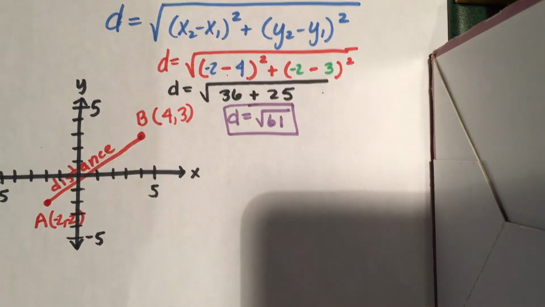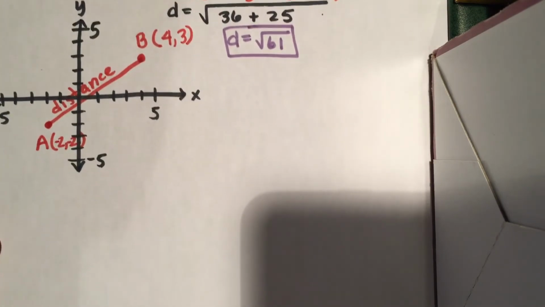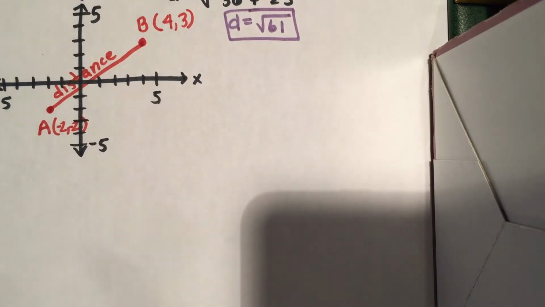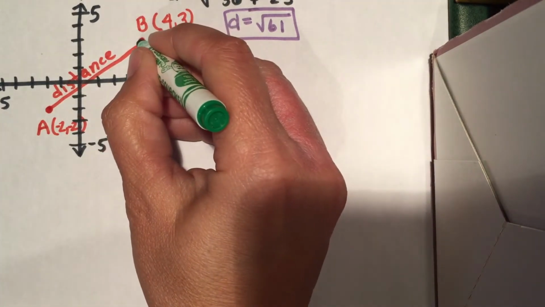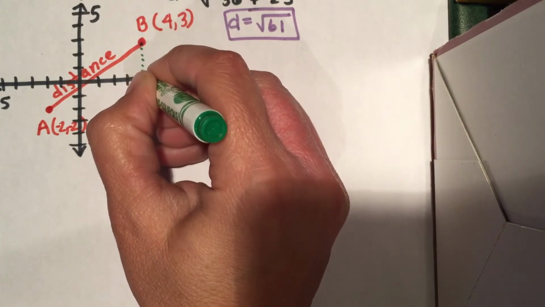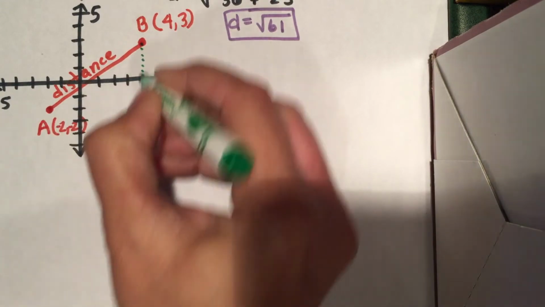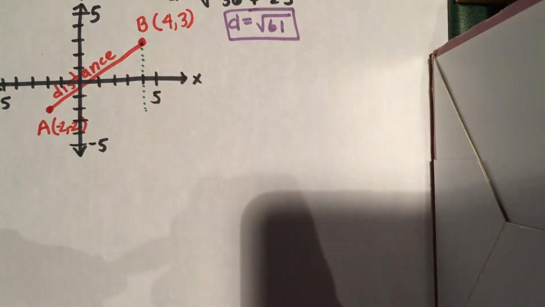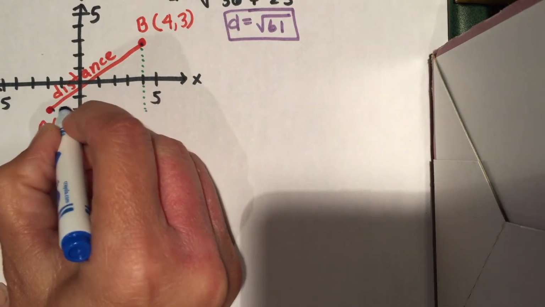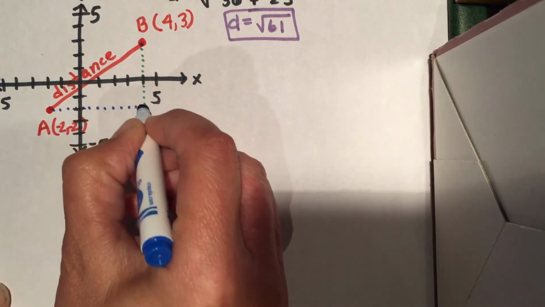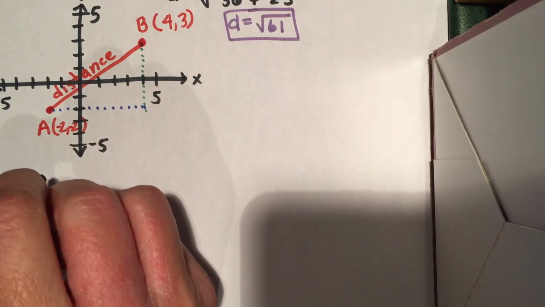So let's look at the same picture and let's ignore this distance formula that we've just done. I'm going to approach this using a geometric figure. So what I'm going to do is I'm going to draw a vertical line from B all the way down until I'm even with A. So that's going to be my vertical line right there. Okay? And then I'm going to come across here and I'm going to draw a horizontal line from A all the way till it's even with B.